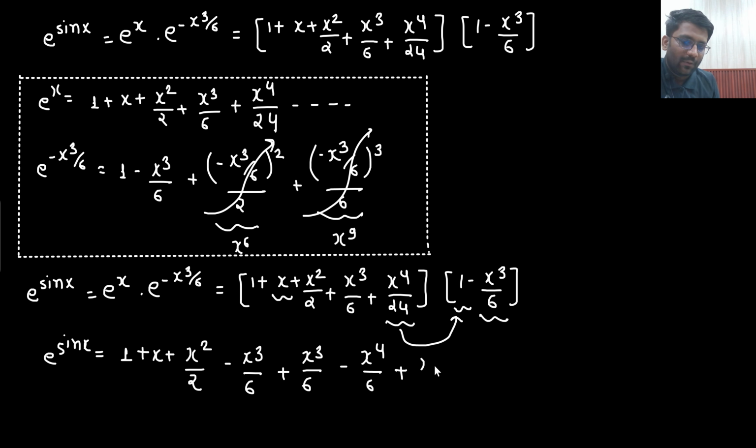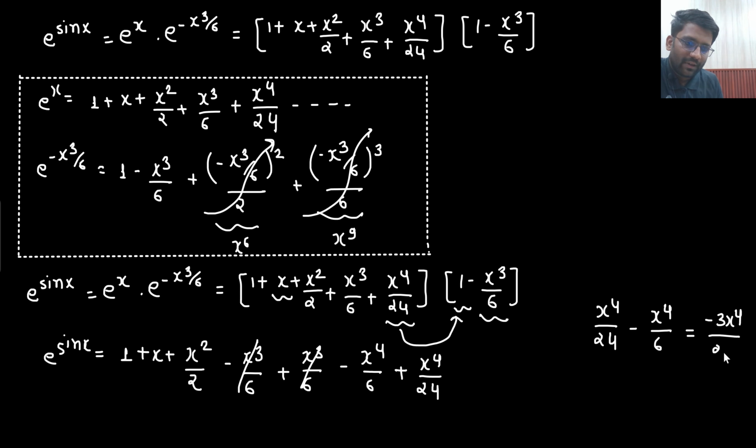So x to the power 4 divided by 24 multiplied with 1 will give you x to the power 4 divided by 24. Say yes or no. So this and this is actually getting cancelled out. What will this give you? X to the power 4 divided by 24 minus x to the power 4 divided by 6. So what answer will you be getting? Minus 3 x to the power 4 divided by 24. 24 is the LCM. Here you will get 4. So minus x to the power 4 divided by 8.